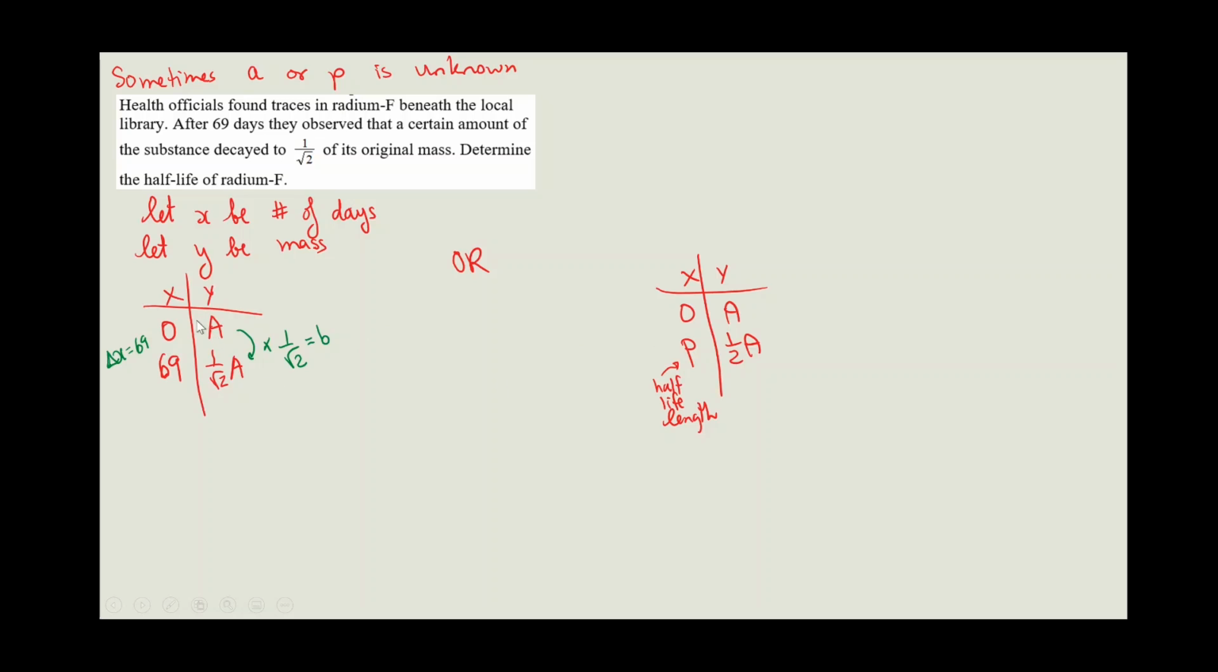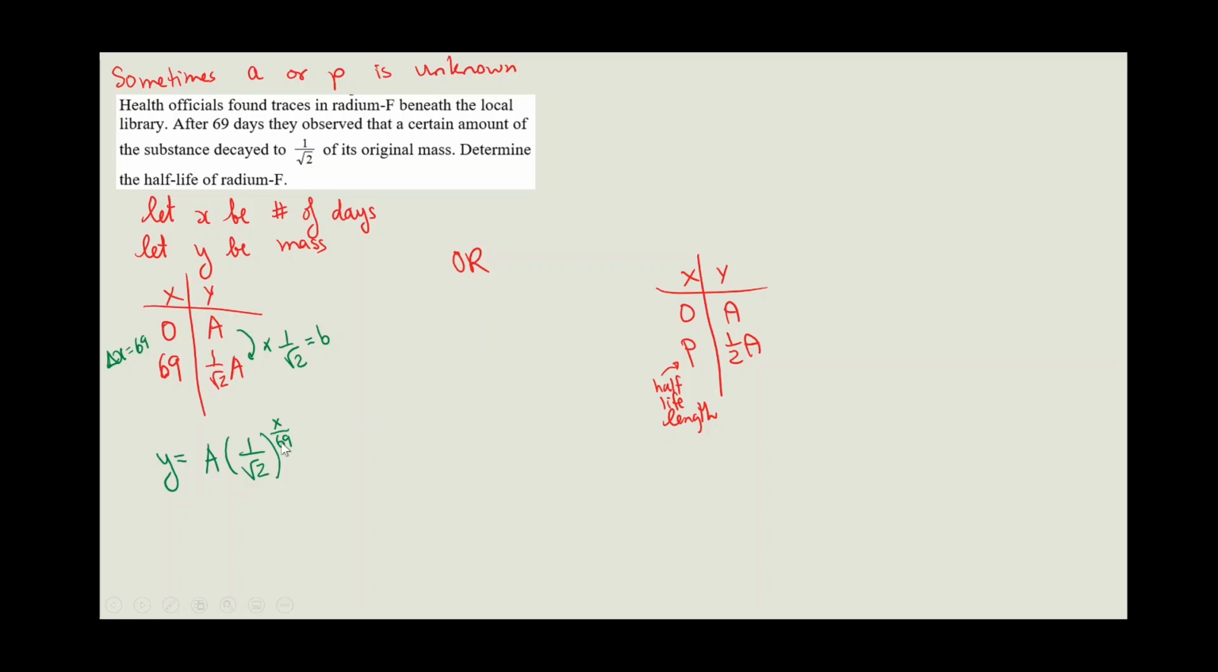So using the first table, we can say that the change in x went up by 69, and the ratio here is a multiple of 1/√2. So that would be our b, and this will be our p. So you can go right ahead and create an equation. The initial value goes here, our ratio goes here, and then x over the differences in x.